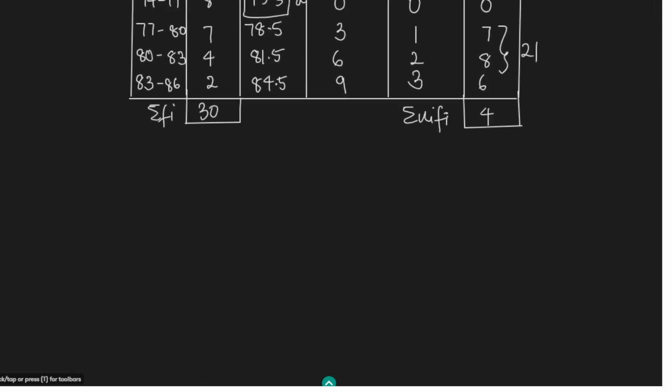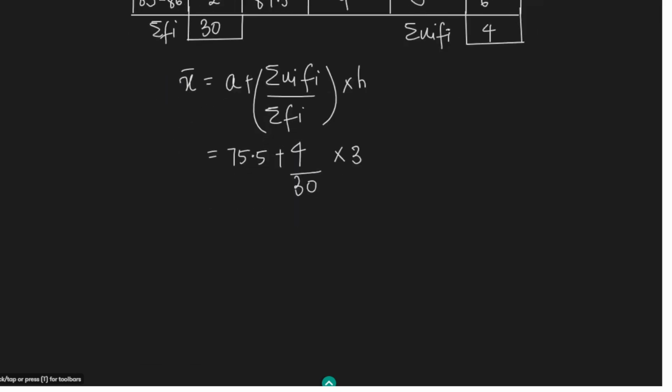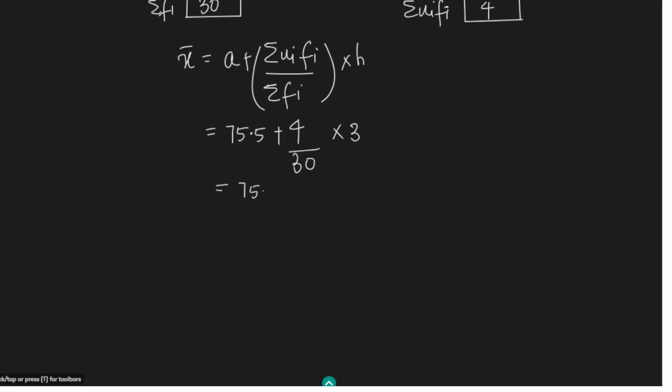Now it's time to apply the formula. The x bar formula is given by a plus summation ui fi divided by summation fi, and this whole thing multiplied by h. Now here a is 75.5 plus summation ui fi, which is 4, divided by sigma fi, which is 30, and this is multiplied by 3, which is h. Now simplifying this, we get 3 times 1 and 3 times 10, so we get 4 by 10.